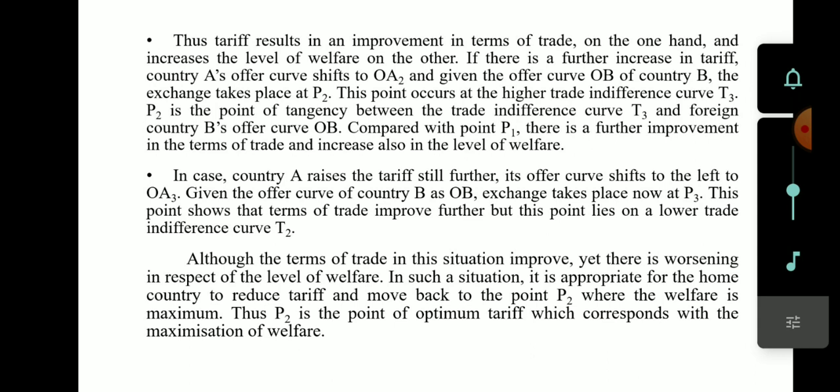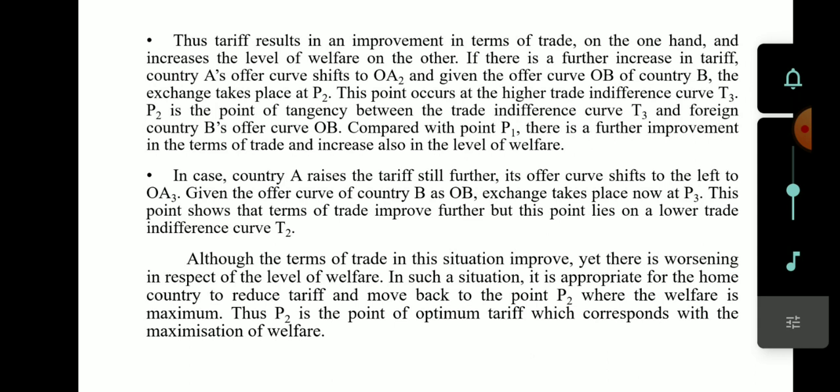In case country A raises the tariff still further, its offer curve shifts to the left to OA3. Given the offer curve of country B as OB, exchange takes place now at P3. This point shows that terms of trade improve further, but this point lies on a lower trade indifference curve T2. Although the terms of trade in this situation improve, yet there is worsening in respect of the level of welfare.